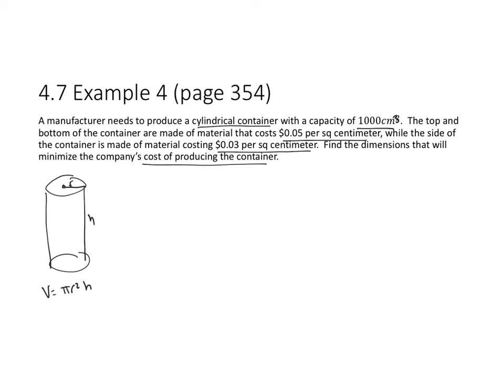So if I was to unroll this cylinder, I would have a rectangle and 2 circles, one on the top and one on the bottom for my top and my bottom, my lid and my bottom. So my radiuses are here. Those are the same radiuses, and my height is still my height. But I'm not sure if you remember this.